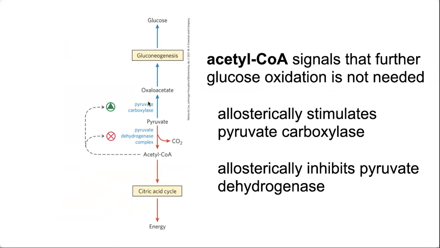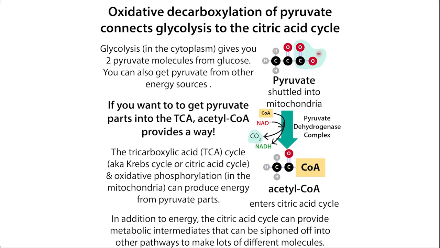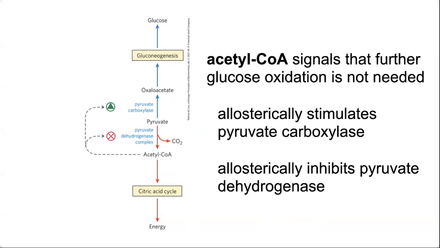Pyruvate carboxylase, the one that takes pyruvate to oxaloacetate, is going to be allosterically activated by acetyl-CoA. Remember, acetyl-CoA was inhibiting pyruvate kinase, so it was inhibiting the upstream path from glycolysis. It's also going to be inhibiting the step from pyruvate to acetyl-CoA. So if you do get to pyruvate, don't go forward into glycolysis if you already have a bunch of acetyl-CoA. But if you have a bunch of acetyl-CoA, now let's stimulate it going the other direction. Let's stimulate that pyruvate carboxylase to get us oxaloacetate.